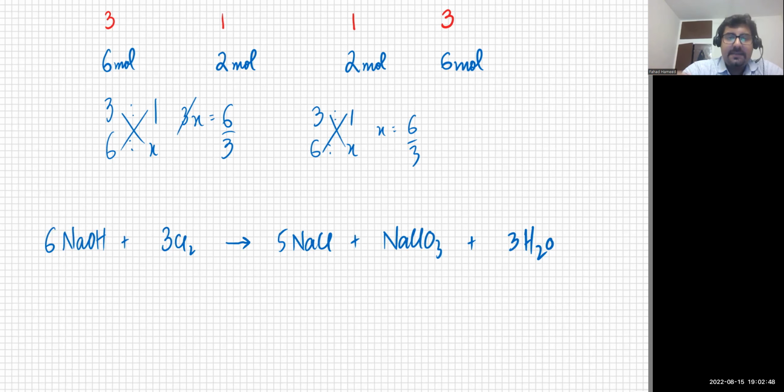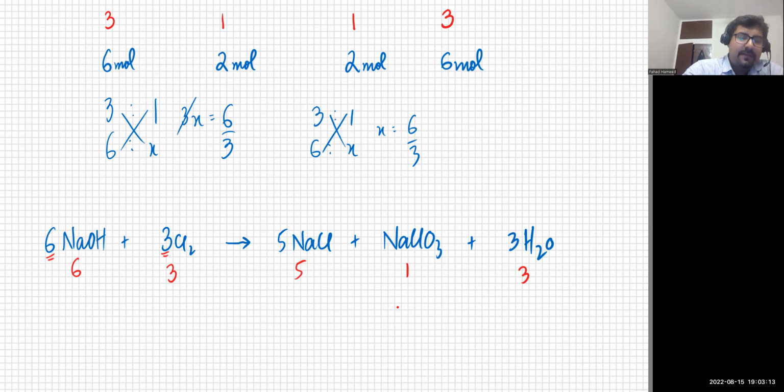So that's like a recipe. That means 6 NaOH react with 3 Cl2 molecules, and they produce 5 of this, 1 of this, and 3 of this. And remember, you're looking for the coefficient. You're not looking at the formula. It's 6 NaOH reacting with 3 molecules of chlorine and producing 5 molecules of NaCl. If there's no number written, that means 1.